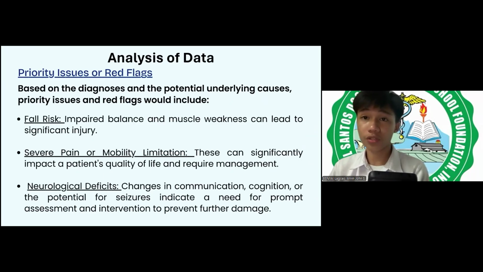For priority issues or red flags, based on the diagnosis and potential underlying causes, priority issues and red flags would include, first, for the fall risk, impaired balance and muscle weakness can lead to significant injury. For severe pain or mobility limitation, this can significantly impact a patient's quality of life and require management. For neurological deficits, changes in communication, cognition, or the potential for seizures indicate a need for prompt assessment and interventions to prevent further damage.